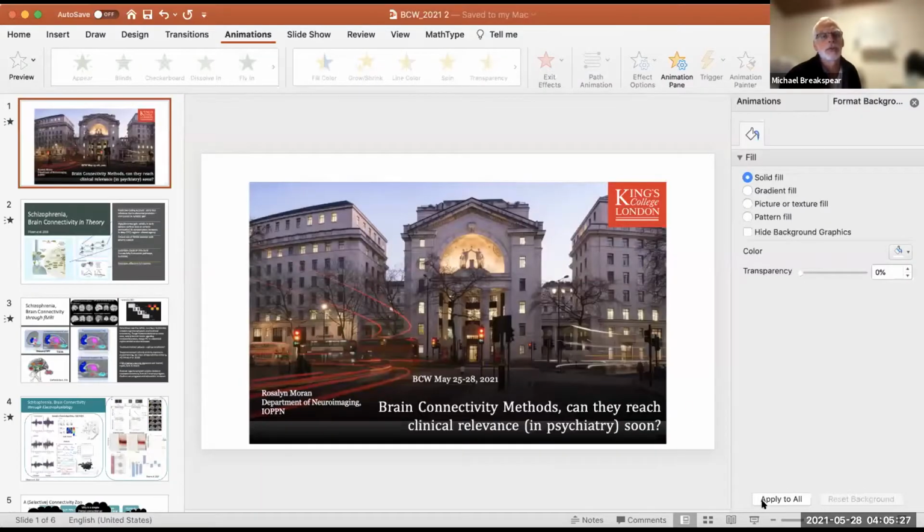Rosalyn Moran, who has moved back to London and is at King's College London. Rosalyn has done fantastically intriguing work using models and pharmacological manipulations and other clever experimental manipulations to look at parameters and the emergence of aberrant dynamics and behaviour. So Rosalyn will be speaking on models of behaviour and how they can be integrated with brain connectivity for a computational psychiatry.